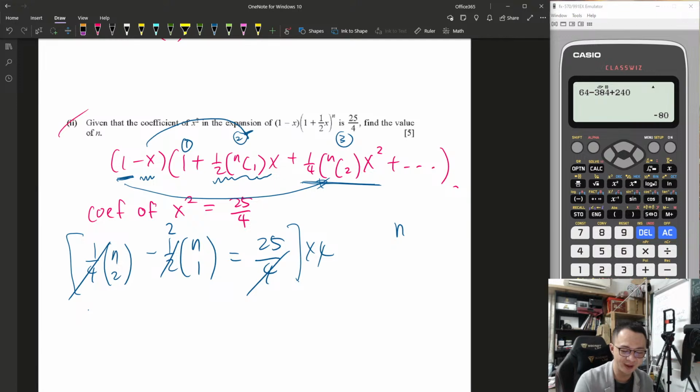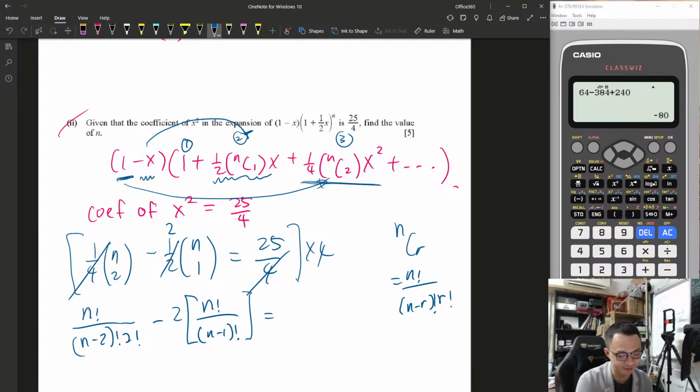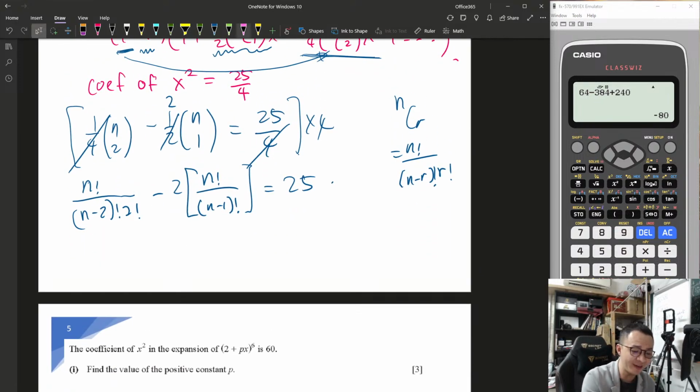nCr is n factorial over n minus r factorial, r factorial. So I'm going to do the nC2 here. It'll be n factorial over n minus 2 factorial, 2 factorial, minus 2 n factorial over n minus 1 factorial. 1 factorial is 1. I do not need to write the 1. Equals 25. Okay, I divide n factorial for all. No more n factorial. Alright, the bottom, this is n minus 1.